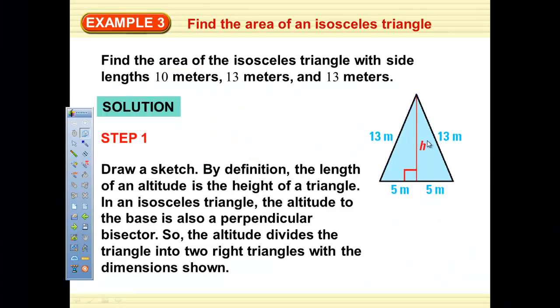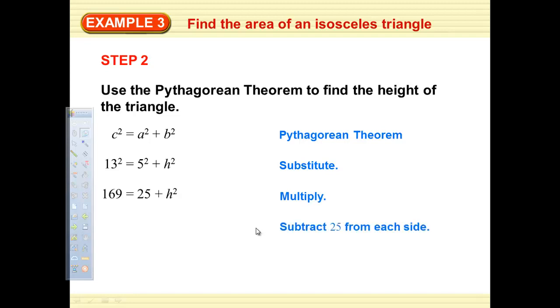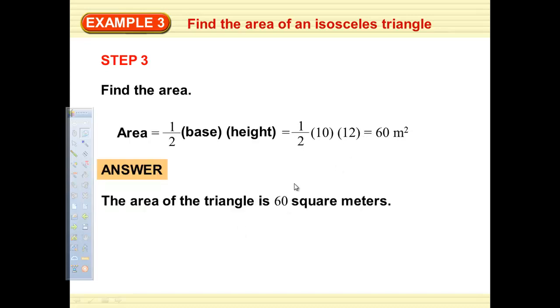So there's the sketch. Again, we know the length of the altitude is the height, and we know in an isosceles triangle the altitude to the base is also the perpendicular bisector, so it cuts it in half here. So again, they told us it was 10, but it's 5 and 5 there. So we use the Pythagorean theorem to get the height, and just like I did the long way, we get height equals 12, and then we find the area using 1/2 base times height, and we get 60 square meters. So we're going to do a couple more of these.